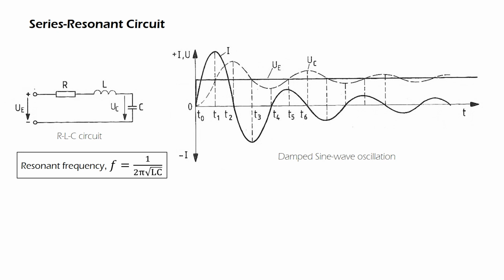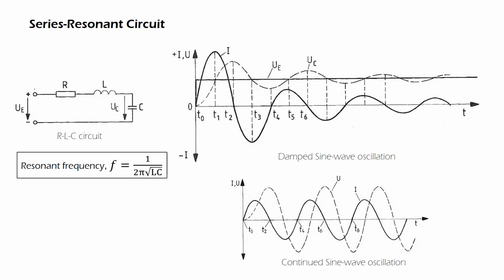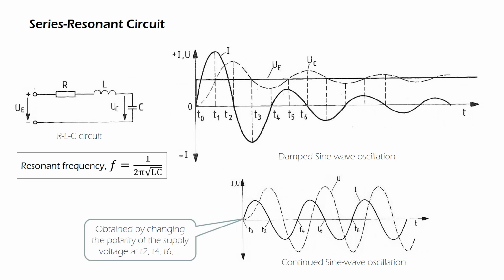Now, if it is possible to change the polarity of the supply voltage each time the current crosses zero, that is, if the polarity of the supply voltage applied to the series resonant circuit changes at the moments T2, T4, T6, the oscillation obtained is not a damped but a continuous one. The result is a sine wave oscillation. The frequency is determined by L and C. Current and voltage are in phase quadrature.